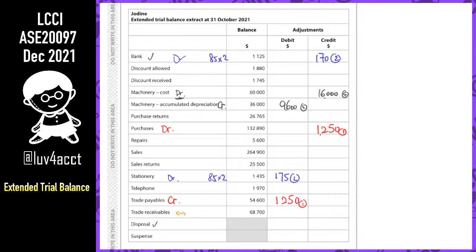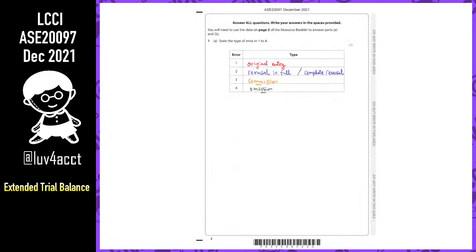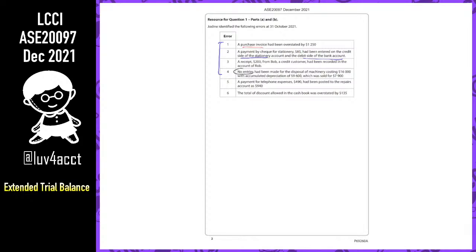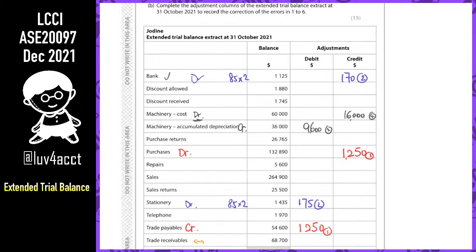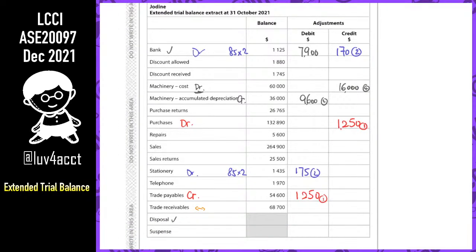And then you receive an amount. I think it is 7,900. Is it? Yes, 7,900 receipt. So if you want to record a receipt of bank, you have it in the debit side because it is a debit side account. The receipt of money is also in the debit side. So we have finished the three items.